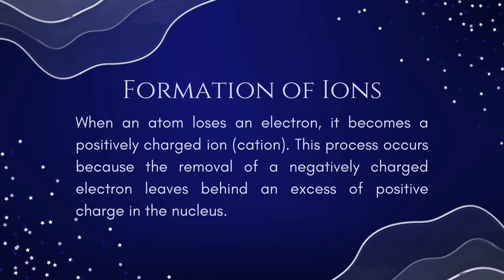The cation, or the positively charged ion, forms when an atom loses one or more electrons. However, the negatively charged ion, or the anion, is formed when an atom gains one or more electrons. So for a better understanding of cation and anion: a cation is a positively charged ion that loses one or more electrons, and an anion is a negatively charged ion that gains one or more electrons.